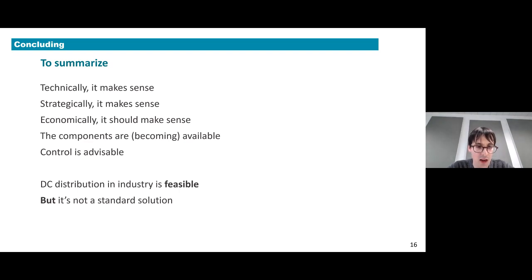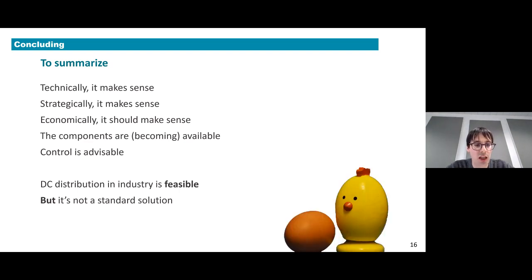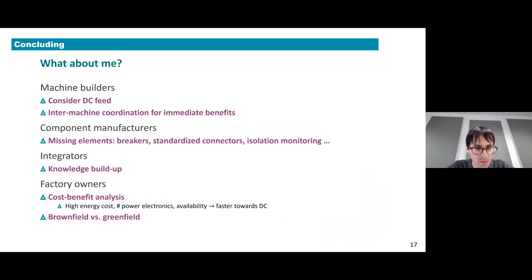But there is one but. It's still not the standard solution. So it seems we have a bit of a chicken and egg problem when we want to discuss next steps. And to solve that, I think everybody should be on board with this, because at some point it will actually be there. So for machine builders, I think it's very important to consider the fact that you could feed your machine from a DC grid.